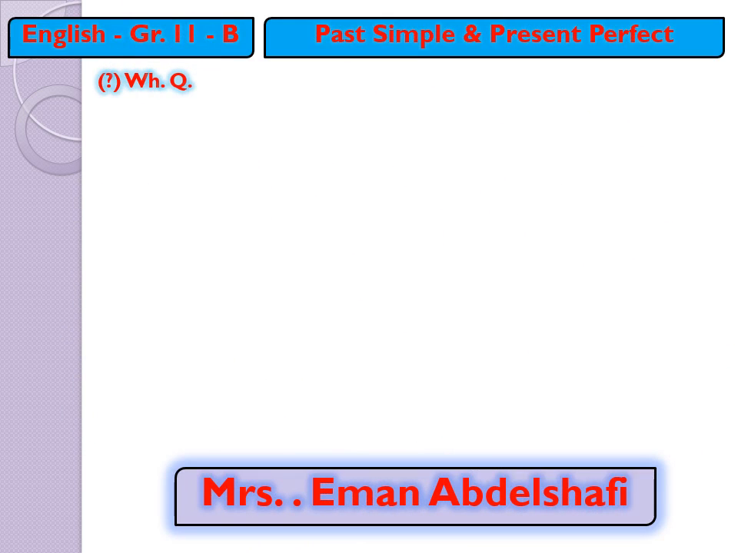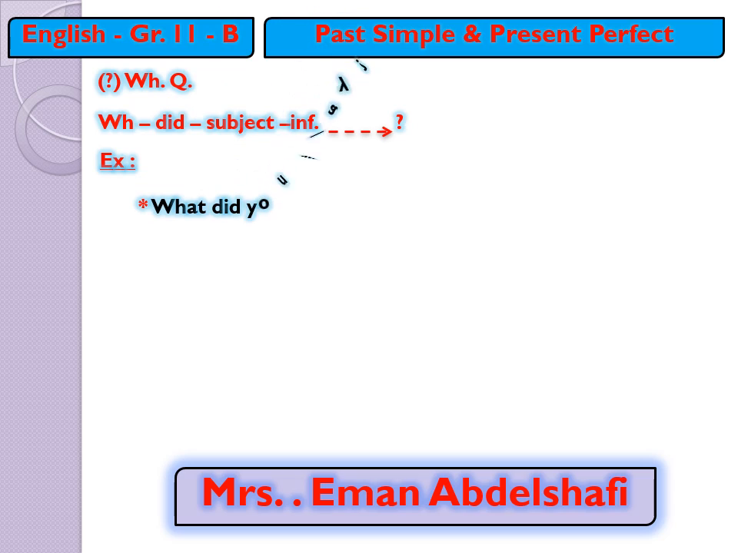Now, it's the time to know how to form questions. The first type, WH questions. We will form this type by writing a WH word followed by did, then the subject, after that the infinitive and the completion. Example, what did you play? The answer will be, I played the match.